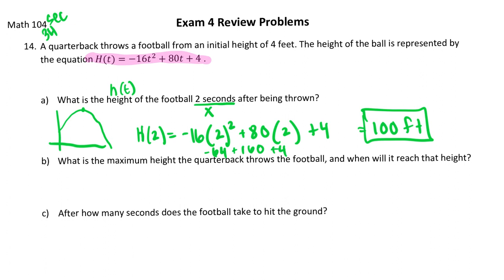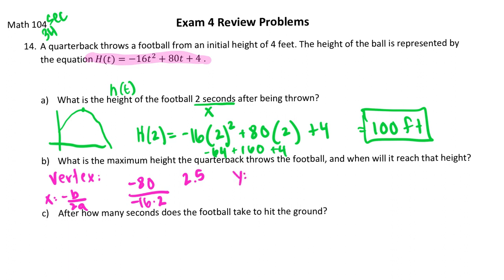The next question is, what is the maximum height the quarterback throws the football, and when will it reach that maximum height? So that is the vertex. We need to find the x value of our vertex first. We're going to use negative b over 2a. So our b is 80, so we're going to go negative 80 divided by 2 times negative 16. We're just going to calculate 80 divided by 32 is 2.5. So there's the x value of our vertex.